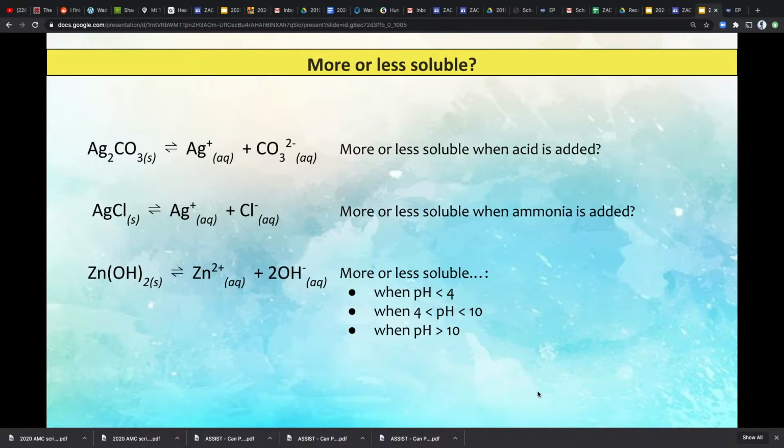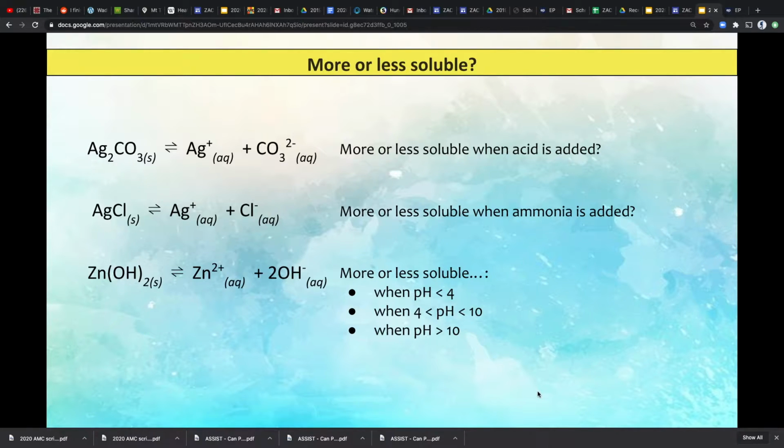Okay, and the third equation. What do we think is going to happen with the solid? Will more or less dissolve when zinc hydroxide is what we've got, and if the pH is really acidic, less than 4, will more or less of it be able to dissolve? What about when it's kind of in the middle, like not too acidic, not too alkaline, between 4 and 10? And what about when the pH is really alkaline, above 10? These are all 3 different situations, and they may have different answers. So does anyone want to speak to one of those scenarios? Maybe you can't predict all 3, but can you tell me what you think will happen in one of those scenarios?